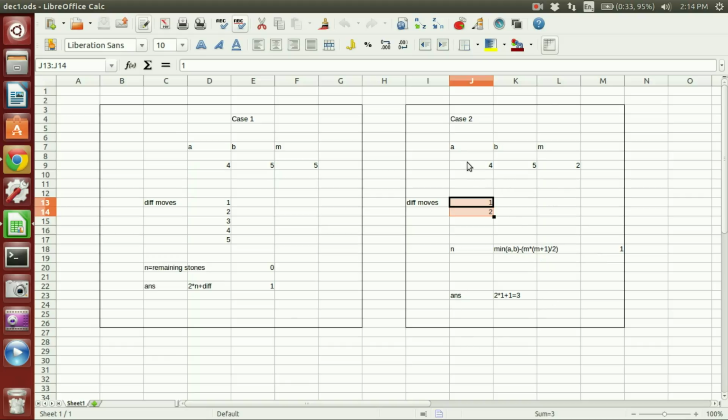Now this was for pile A. For pile B, it would be this remaining plus the difference. So the difference is 1. So we can represent it as 2 into n plus difference. So n here is 1. So 2 into 1 plus 1, that is 3.